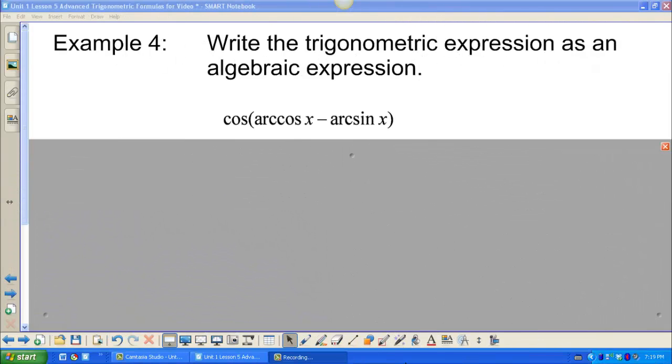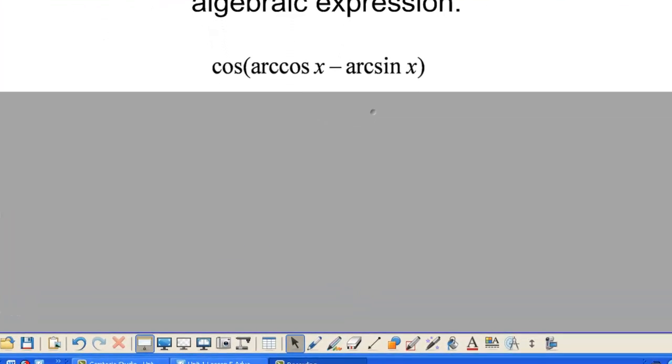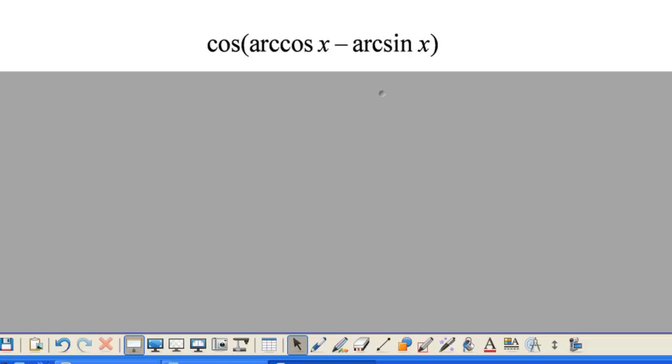And we have arrived at example 4. I believe that this example, of all the ones that I'll present in this video, is not the one that is most intuitive. When you're being asked to write the trigonometric expression as an algebraic expression, you might be thinking, what the function map? Okay, so we've got the cosine of the arc cosine of x minus the arc sine of x. You're taking the cosine of a difference.